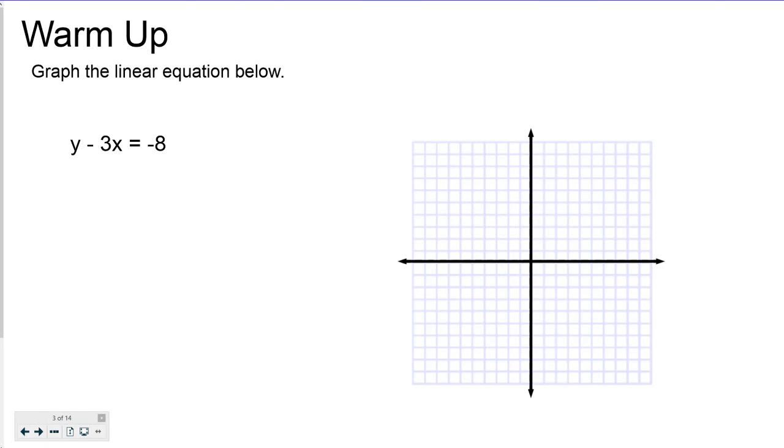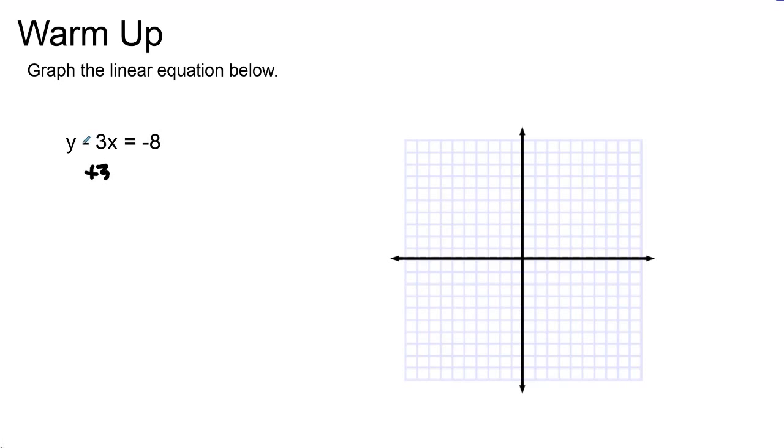Alright guys, so today we're going to learn how to graph a system of equations. Our warm-up is to take this linear equation and change it from standard form to slope-intercept form. That's easily doable: we're just going to add 3x to both sides, make our lives easy.